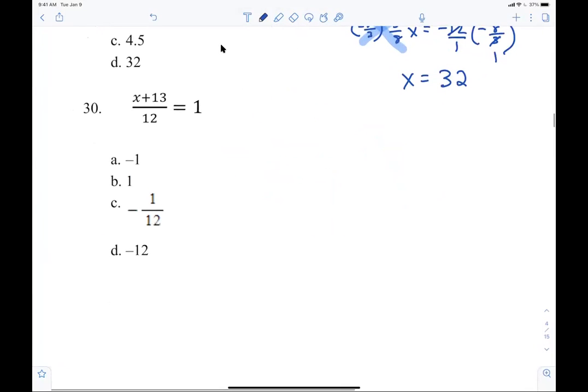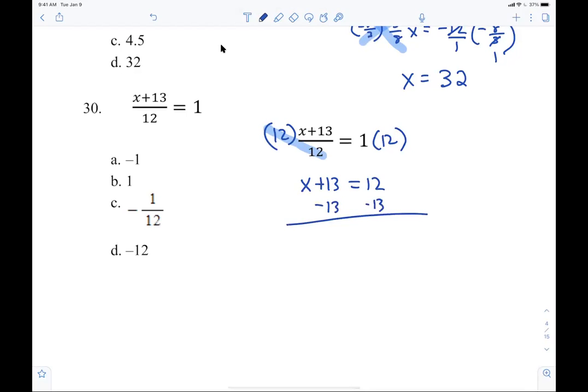All right, here we go. Now number 30 is a little bit different. Let's make sure we're seeing this. This is the exception to the rule. What do I have to do first on this one? Multiply first, because you're dividing that whole quantity by 12. So I need to multiply both sides by 12. And now the 12s cancel. So I'm left with x plus 13 equals 12. And now what? Minus 13, minus 13.